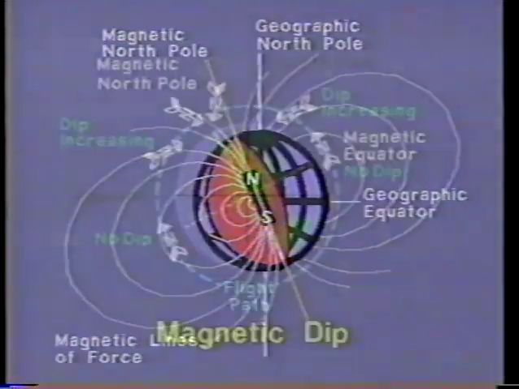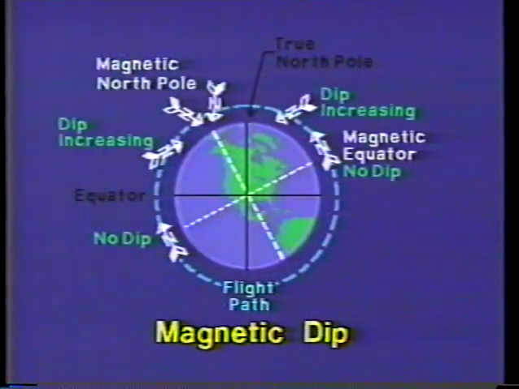Note that in the northern hemisphere, the north-seeking end of the magnet will tend to dip or seek the ground. The amount of dip increases as the magnet is moved closer and closer to the poles and the force gets correspondingly stronger. Magnetic dip accounts for two important compass limitations, turning error and acceleration error.